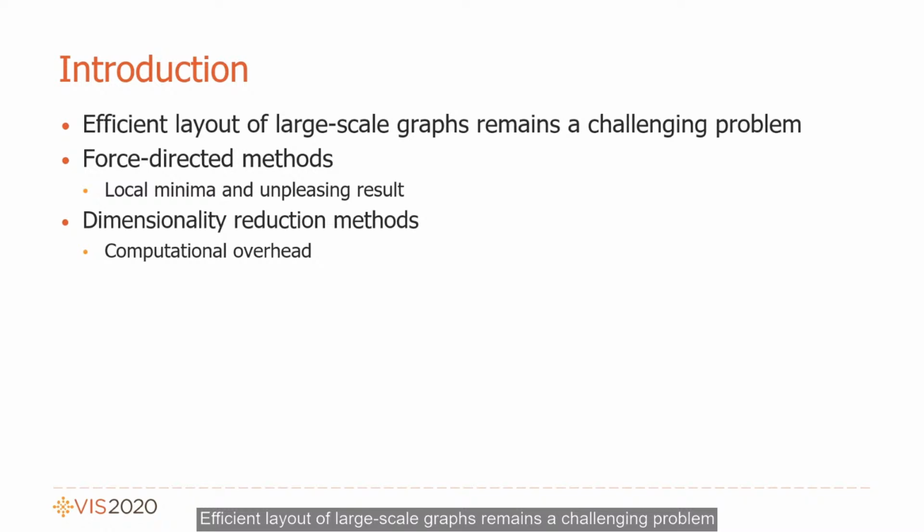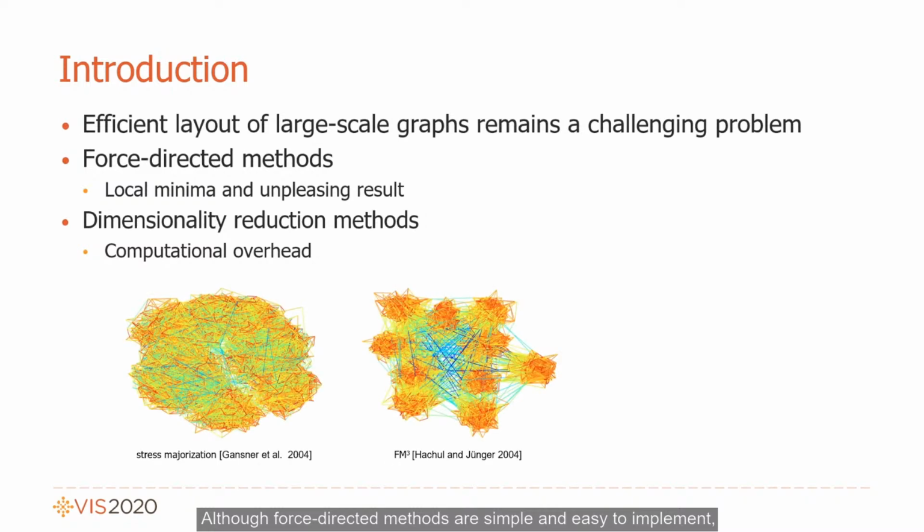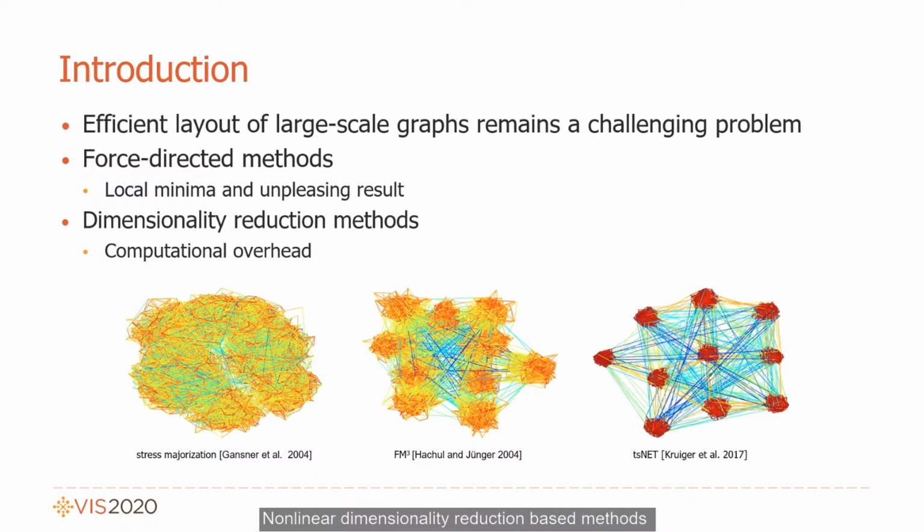Efficient layout of large-scale graphs remains a challenging problem. Although force-directed methods are simple and easy to implement, they are not good at preserving local structures and may converge to local minima. Nonlinear dimensionality reduction-based methods aim to preserve the local neighborhoods. However, they suffer from high computational and memory complexity.